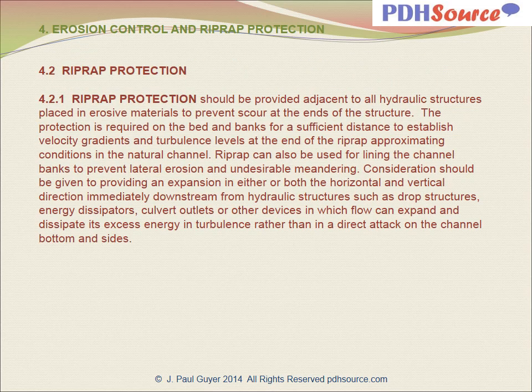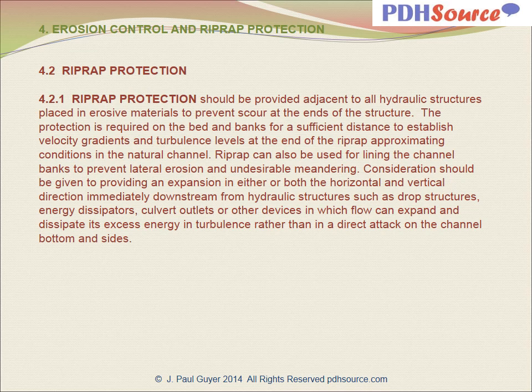Riprap should be provided adjacent to all hydraulic structures placed in erosive materials to prevent scour at the ends of the structure. The protection is required on the bed and banks for a sufficient distance to establish velocity gradients and turbulence levels at the end of the riprap, approximating conditions in the natural channel. Riprap can also be used for lining the channel banks to prevent lateral erosion and undesirable meandering.